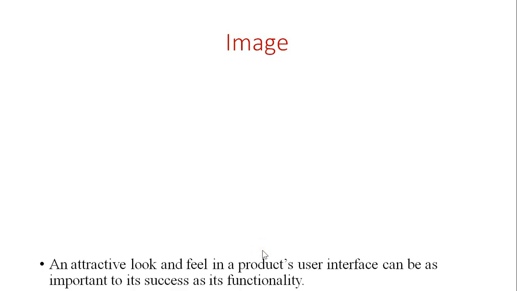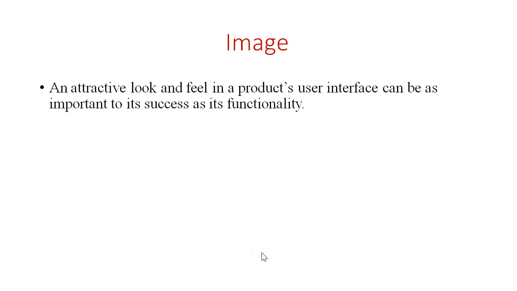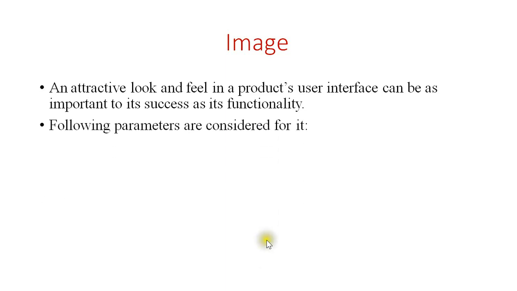Now, the next parameter in successful design is the image. Image is very important for the success of any product. It is an attractive look and feel in a product's user interface, which can be as important to its success as its functionality. The following parameters are generally considered for the image. First one is dimensions. Image has different dimensions that determine the impact on the user. For that purpose, visual components, physical size, and operations are to be considered.